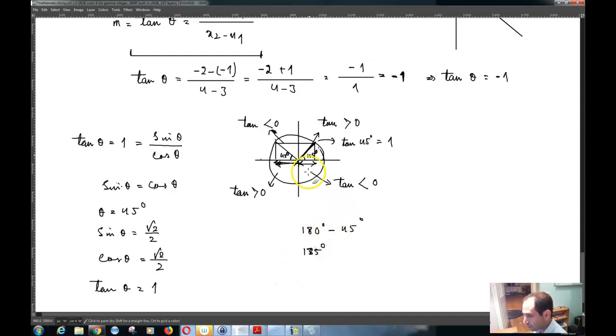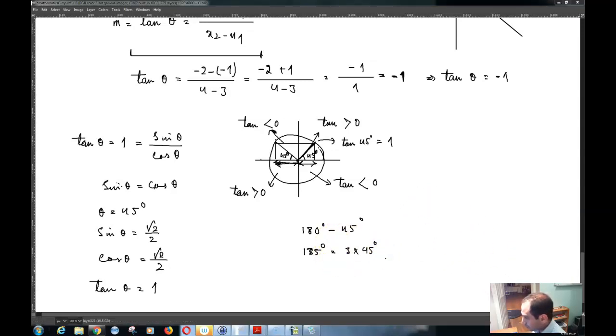135 degrees. That means it's 1, 2, and 3 times, which is basically 3 times 45 degrees. 45 times 3 is 135 degrees.